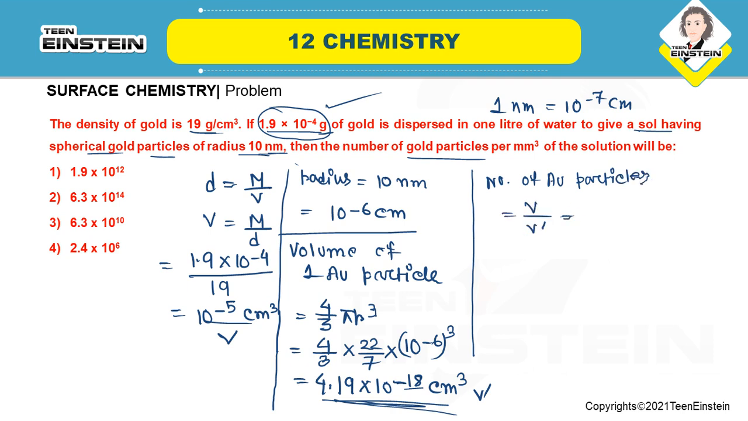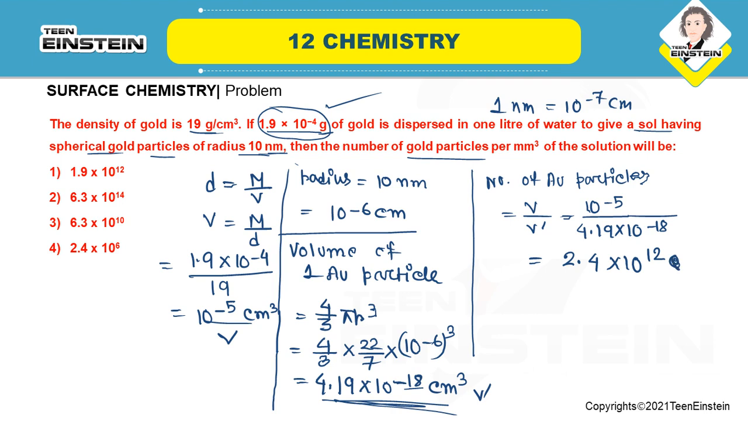Total volume divided by volume of one particle. Both are in centimeter cube unit. So now the power of 10 you will get, the value will be large. Sorry, this is a number, so there will be no unit.